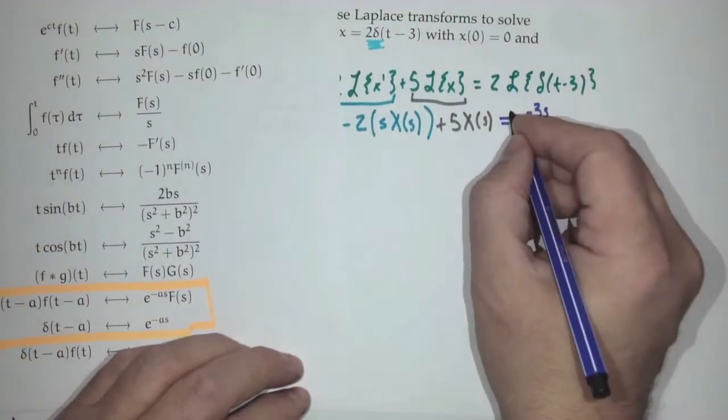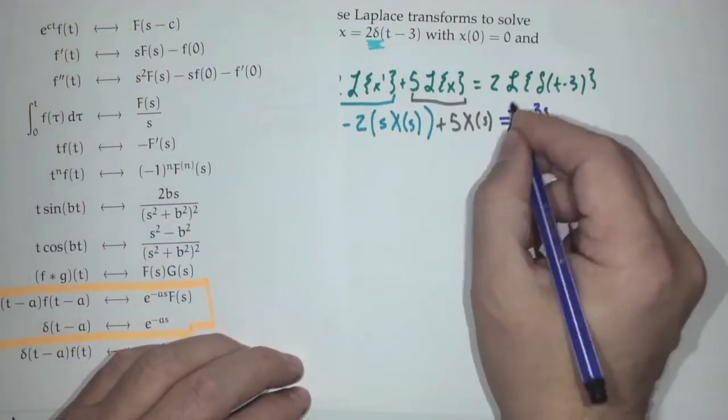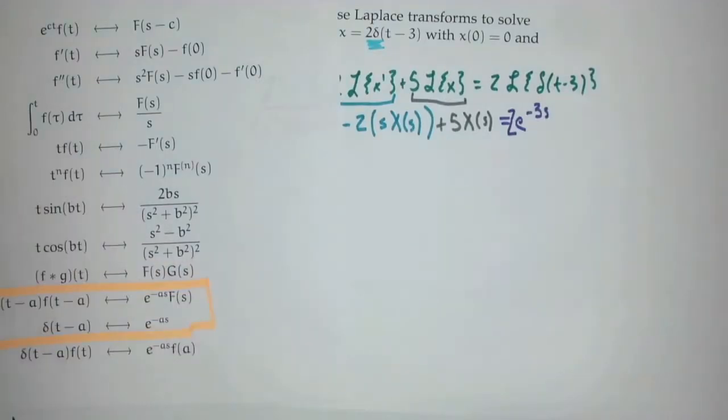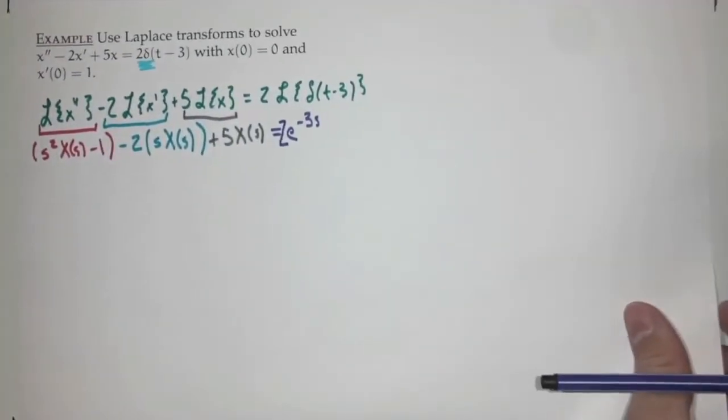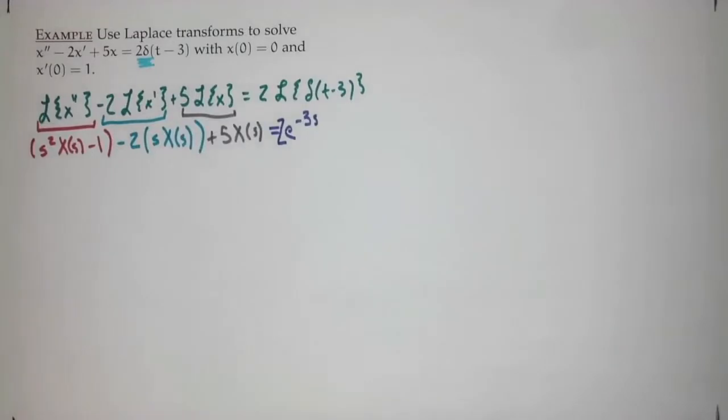With the 2. See, that's why I left that suspicious space there. Okay, good. Well, we've done the first step where we take our differential equation, apply the Laplace transform to both sides, and get something involving s. Where do we go now?